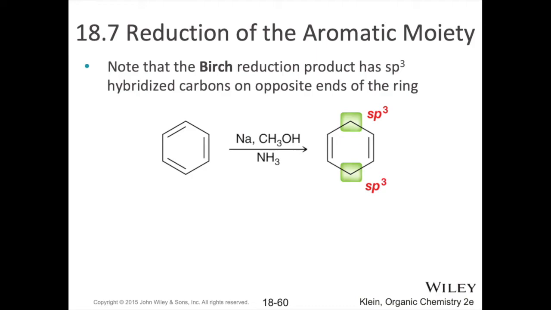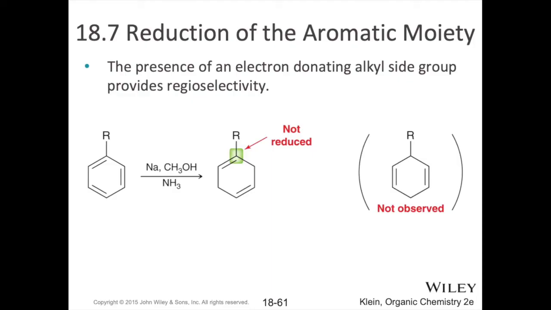Now, what do we do? Where do these double bonds and sp3 atoms show up when we have a substituent on our benzene ring? That's an interesting question, and to understand why it happens, we'll have to look at the mechanism again. If we have an electron donating group, such as an alkyl group, we find that the product we make looks like this. The carbon that our electron donating group is attached to stays an sp2 carbon.